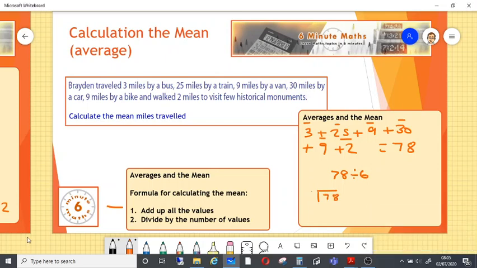78 divided by 6. 6 into 7 goes 1. 1 left over. 6 into 18 goes 3. So the mean value, the mean miles travelled, is 13. So the answer to that question is 13 miles.